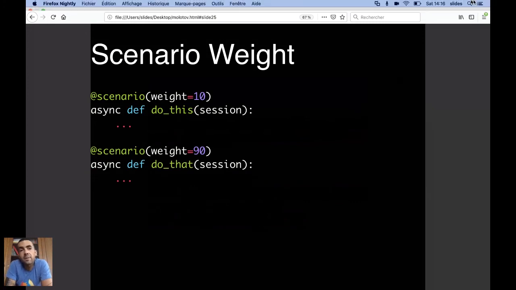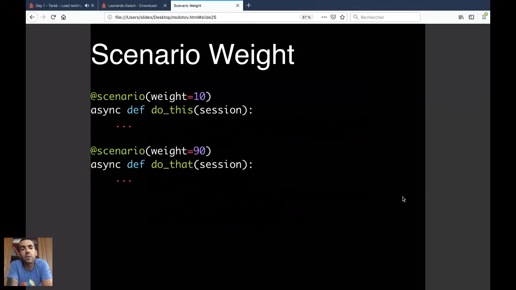You can put some weights. So here I'm going to tell Molotov that I want the do that scenario to be 90% of the time and the do this scenario to be 10% of the time. So this is how we actually make sure that Molotov does realistic load testing. We ask the developers to give us a list of scenarios and how often they're happening on their web service. We write them down and add those weights to make sure that when Molotov is used against a web service, it's realistic.